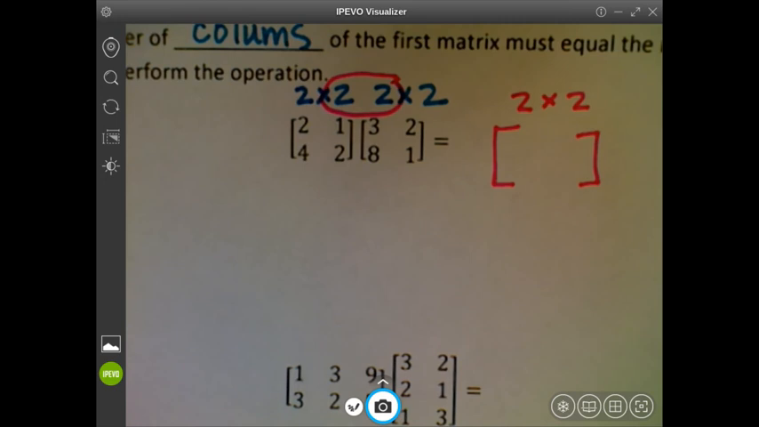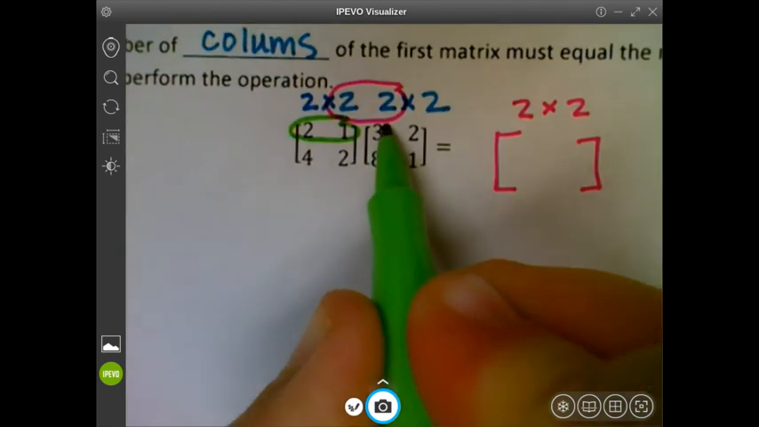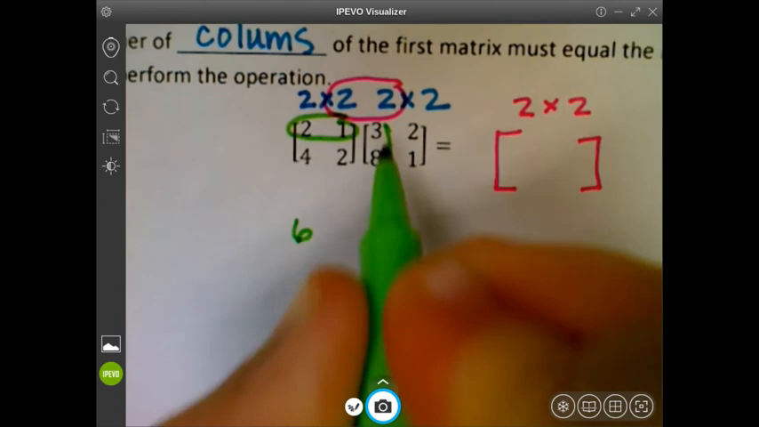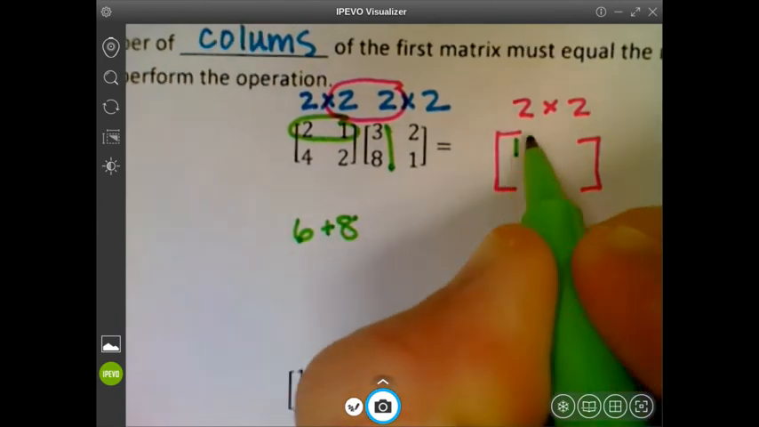And the process here is the same. It is the row by the column. So here's your first row. We're going to multiply by the first column. So 2 times 3 is 6. 1 times 8 is 8. Add them together, we get 14.